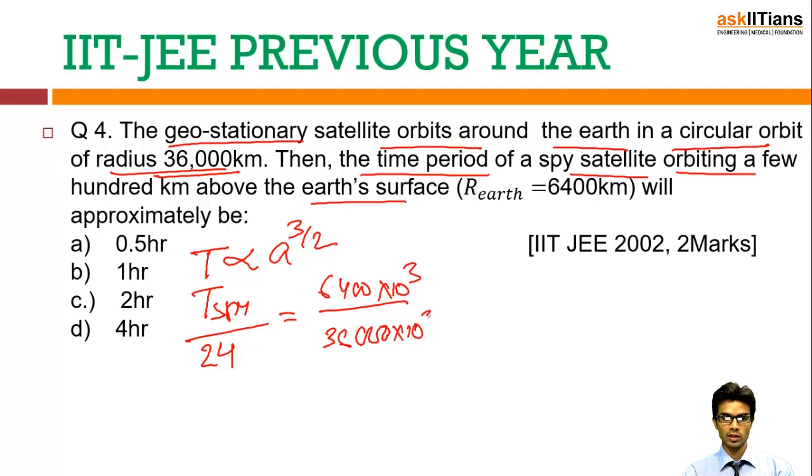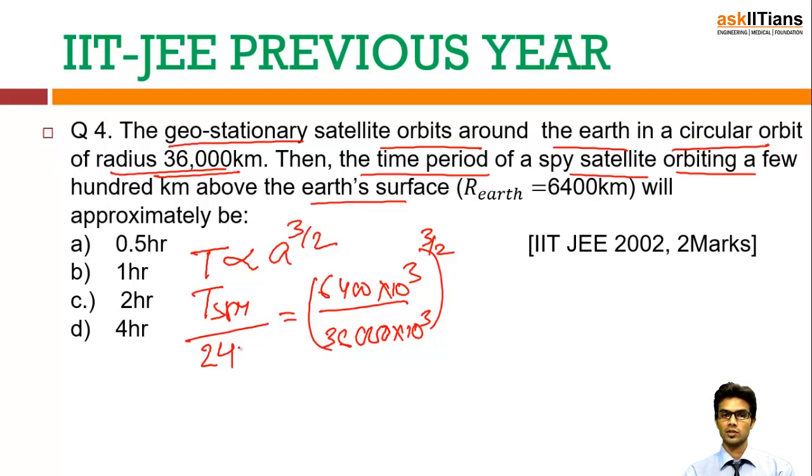36000 into 10 to the power 3, to the power 3 by 2. Since T is directly proportional to a to the power 3 by 2, so the spy corresponds to the spy radius. The radius of a spy satellite is, according to the question, a few hundred kilometers above the Earth's surface. So we can take it as just on the Earth's surface. So we are taking R.